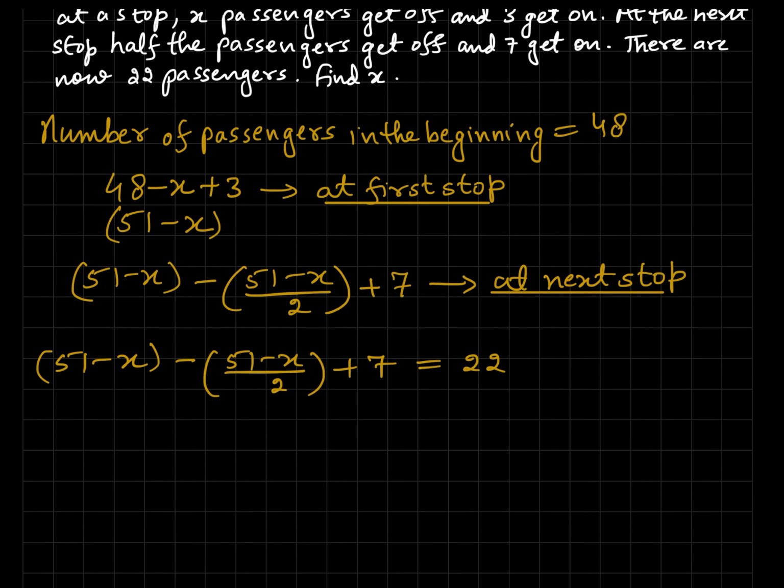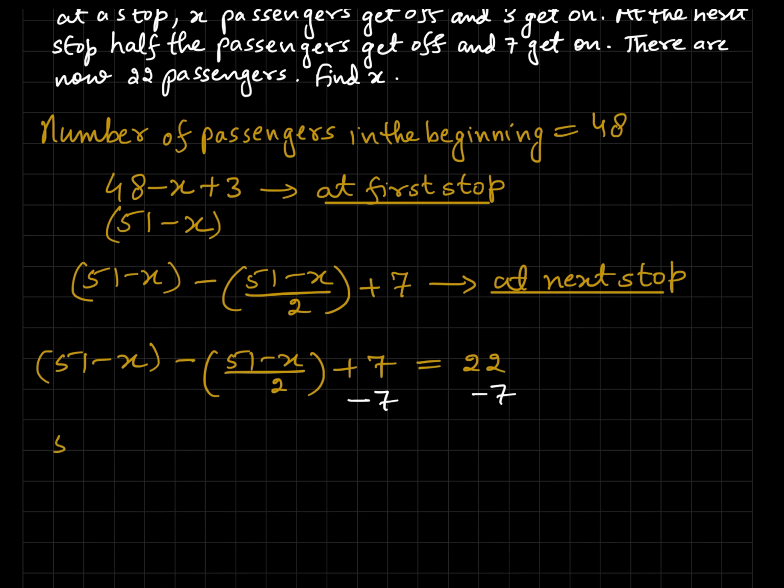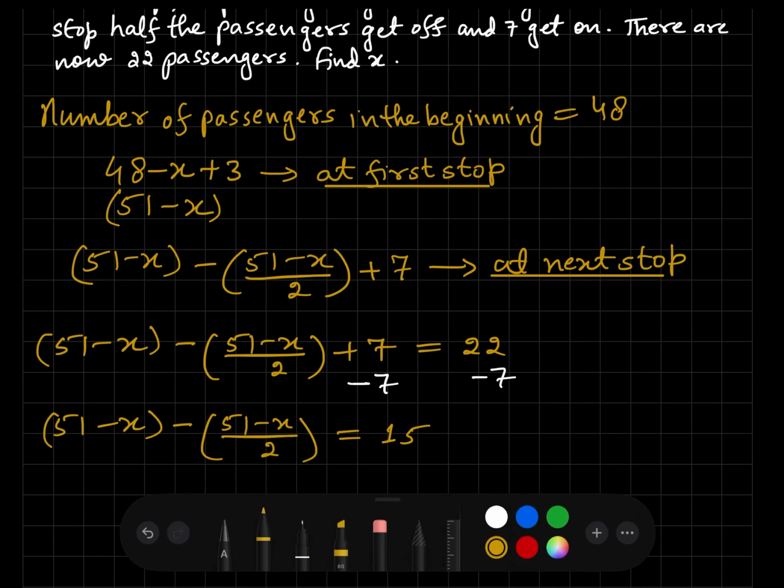Okay, now we have to solve it. So what we will do, simply I will do the balancing method. First I will subtract 7 on both the sides. So I am left with 51 minus X minus (51 minus X) over 2. 7 minus 7 goes, and 22 minus 7 is what? 15.